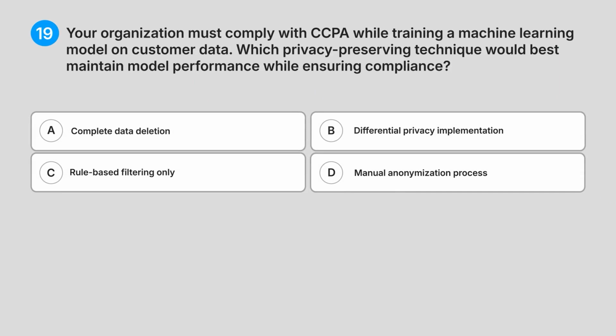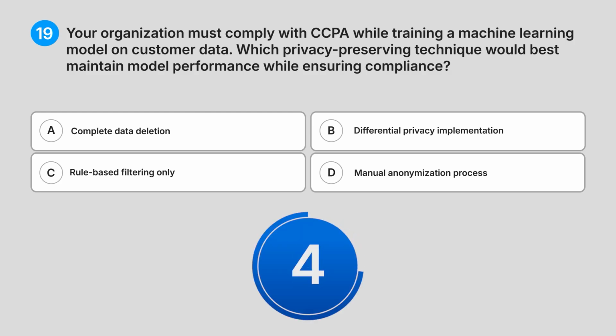19. Your organization must comply with CCPA while training a machine learning model on customer data. Which privacy-preserving technique would best maintain model performance while ensuring compliance? A. Complete data deletion. B. Differential privacy implementation. C. Rule-based filtering only. D. Manual anonymization process. Can you guess the answer?